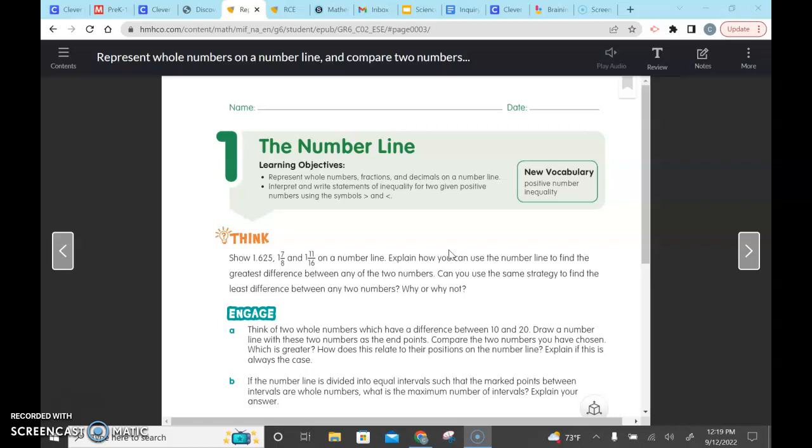Even though this lesson has two different goals, I'm going to divide this video into two different sections. So the only objective or goal for this video is to represent whole numbers, fractions, and decimals on a number line. So you want to write that down in your notes. You can pause the video and write that down.